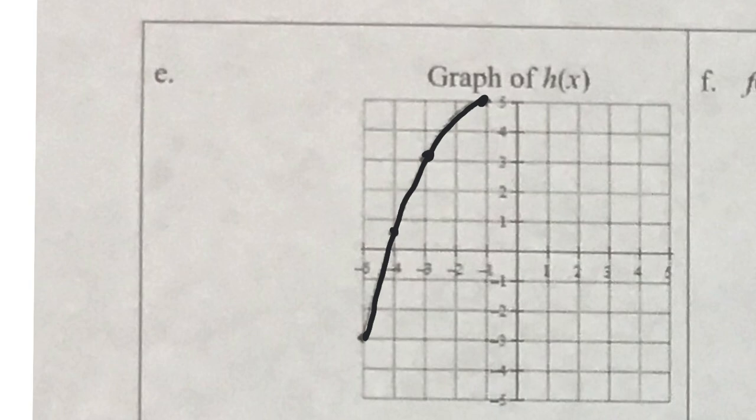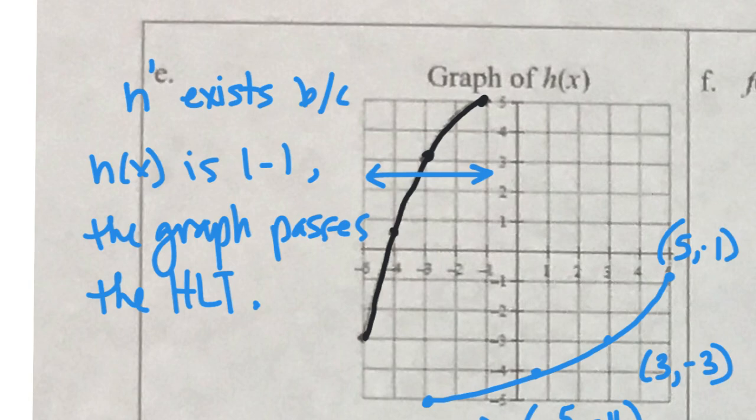It's a graph. Does it pass the horizontal line test? Yes, it does. So we can clearly say that yes, the inverse does exist, because our graph is a one-to-one graph because it passes the horizontal line test. So there's the graph of our inverse. It passes the horizontal line test, which means the graph is one-to-one, and the inverse exists.